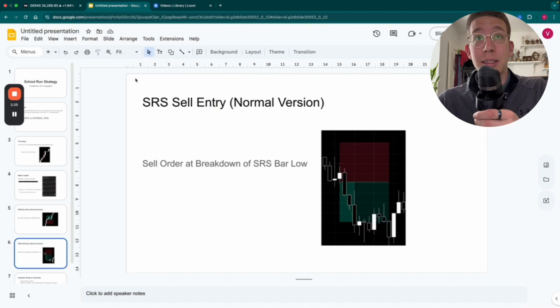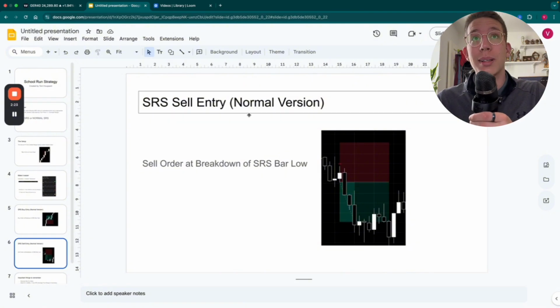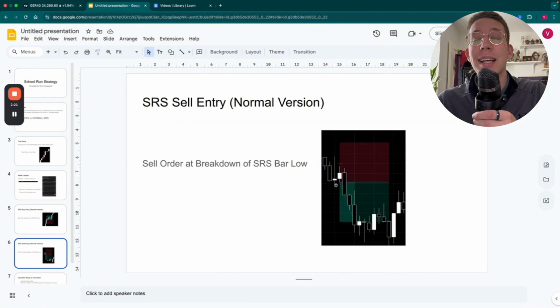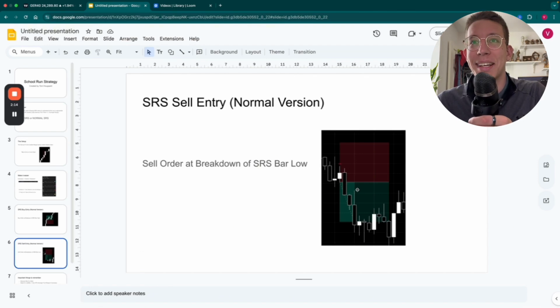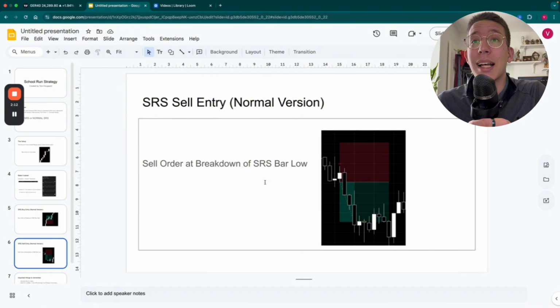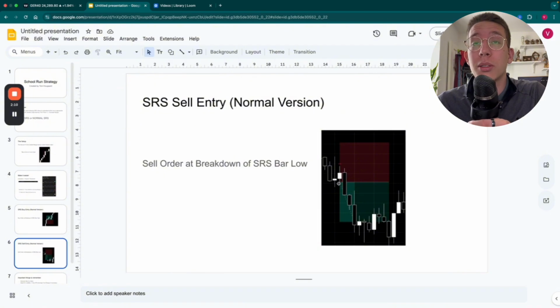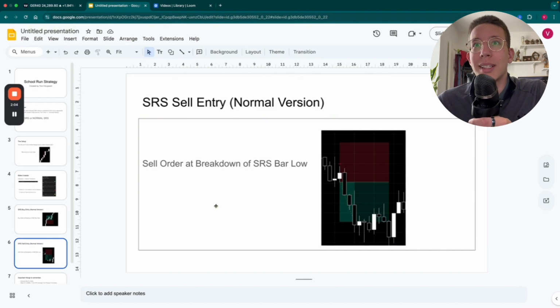On the other hand, how do you set up the sell entry? Well, it's exactly the same. There's an example I've found recently. These actually happened like this week. So you put a sell order at the bottom of the school run strategy bar low, hoping for one-to-one, which happened.